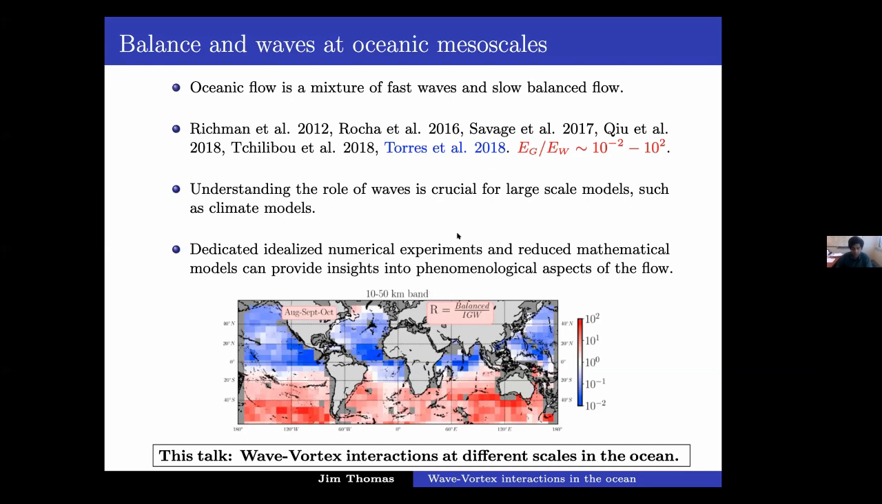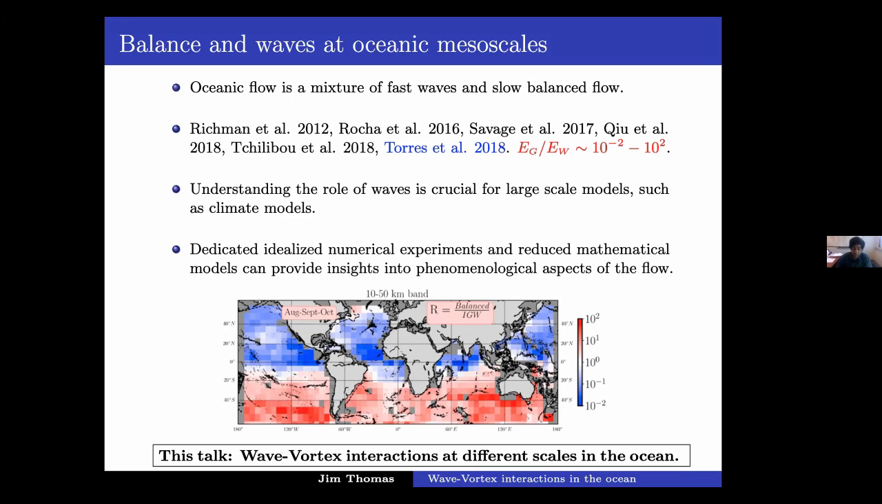This is a figure from Torres et al. showing a global map of the ratio of the geostrophic balanced component, or the vortical component, to the internal gravity wave field. So the energy ratio is plotted here. The main point of this figure is to notice the color bar. Notice that the color bar fluctuates over 4 orders of magnitude. Blue regions are regions where internal gravity waves are 100 times stronger than the geostrophic balanced component, whereas red regions are regions where the balanced flow, the vortical component, is 100 times stronger than the internal gravity wave field. So depending on where you look and the season, this is averaged during a 3-month period, August, September, October, internal gravity waves can be significantly stronger or weaker than the geostrophic balanced flow.